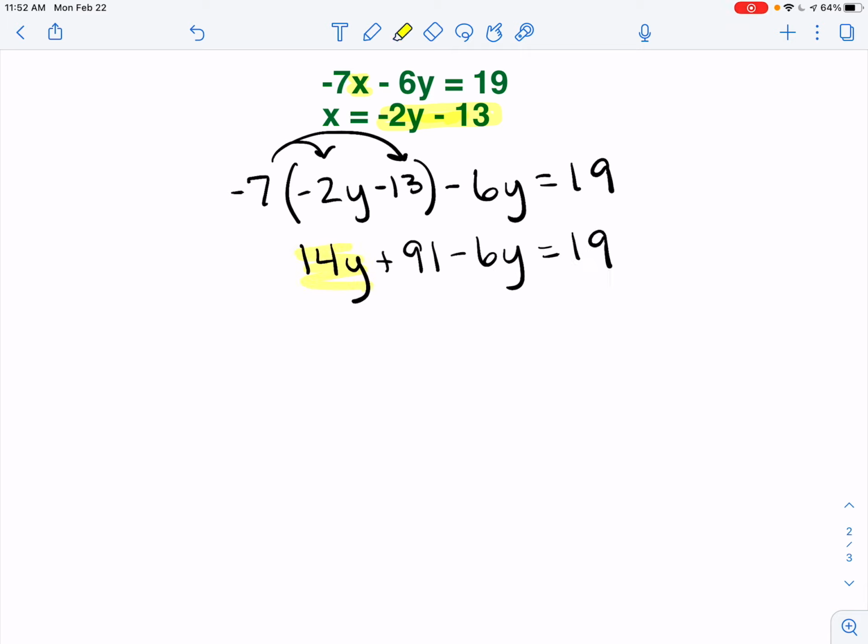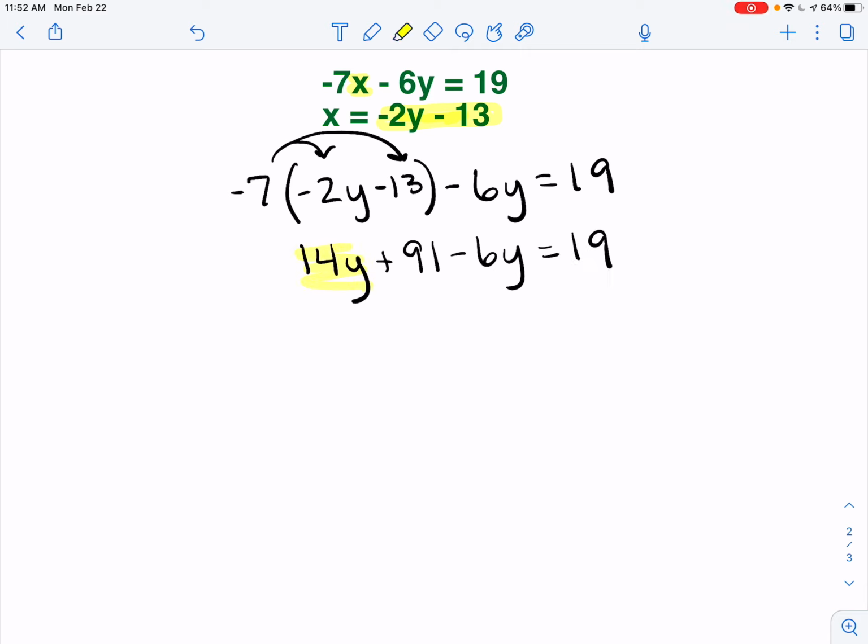All right, so let's subtract 91 from both sides. So 8y is going to equal negative 72. Then I divide by 8 on both sides. Y equals, well, negative 72 divided by 8 is negative 9. Okay, so I have this negative 9 value now.